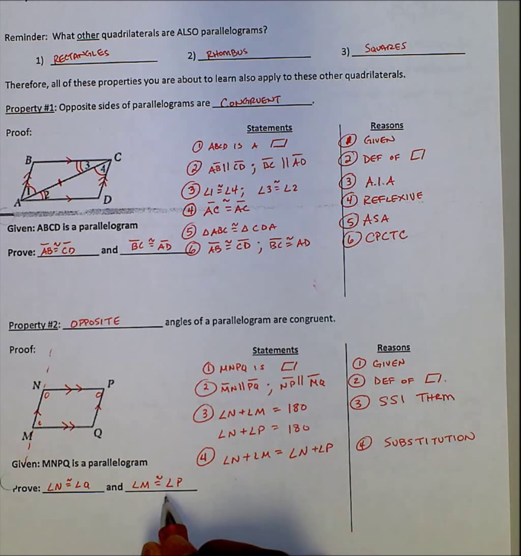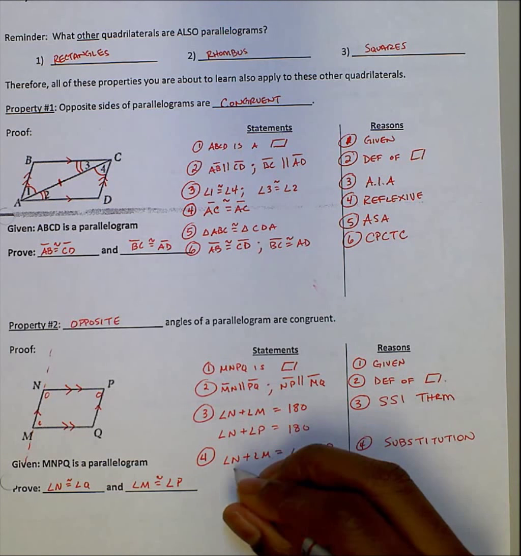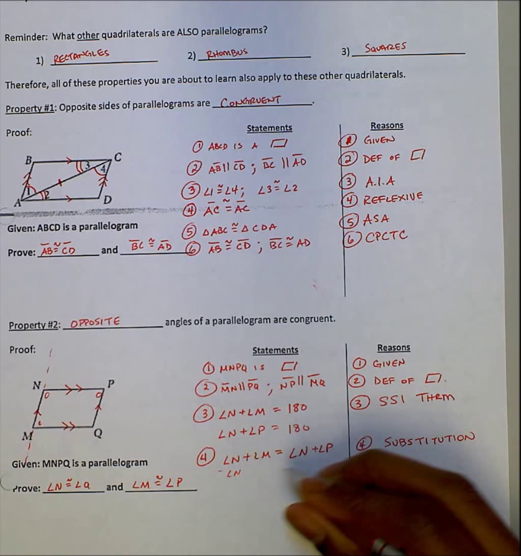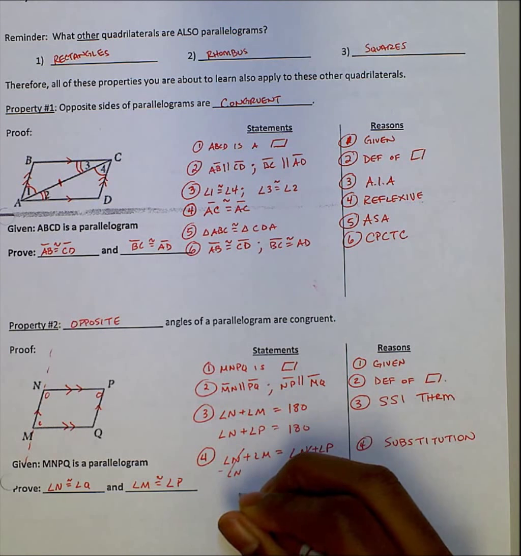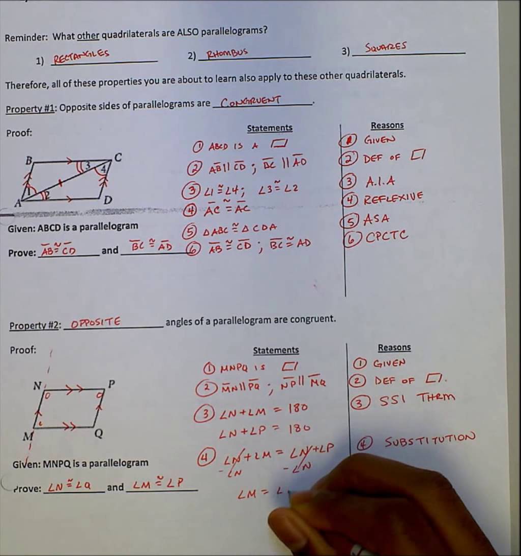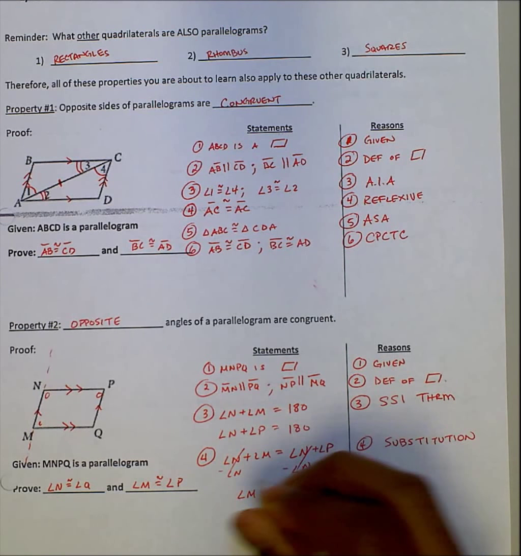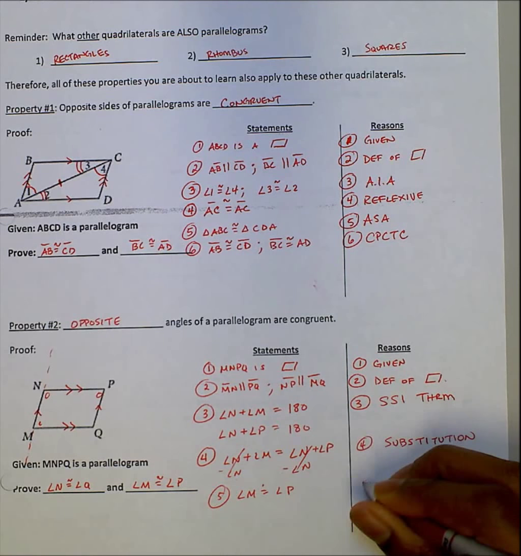Keeping in mind what I want to prove, that angle M is congruent to angle P, I can say in this next step: if I subtract angle N from both sides, then angle M is congruent to angle P because of subtraction.